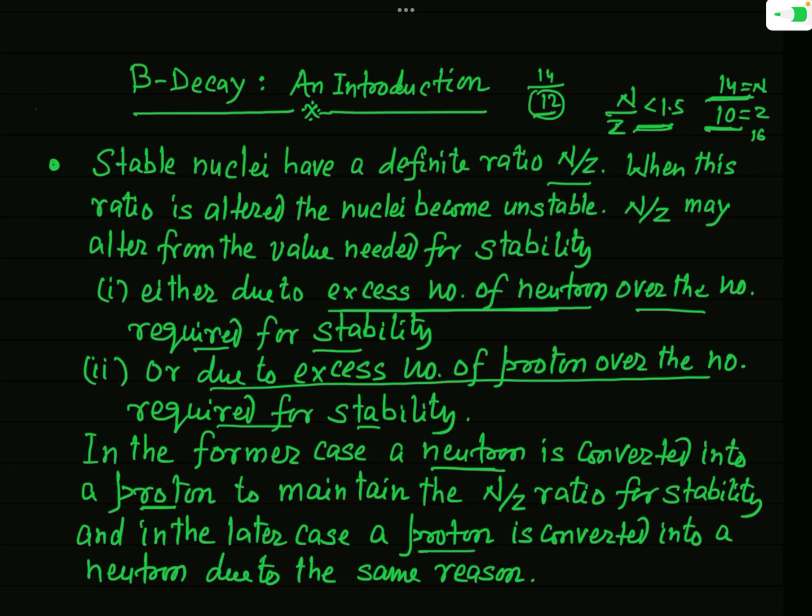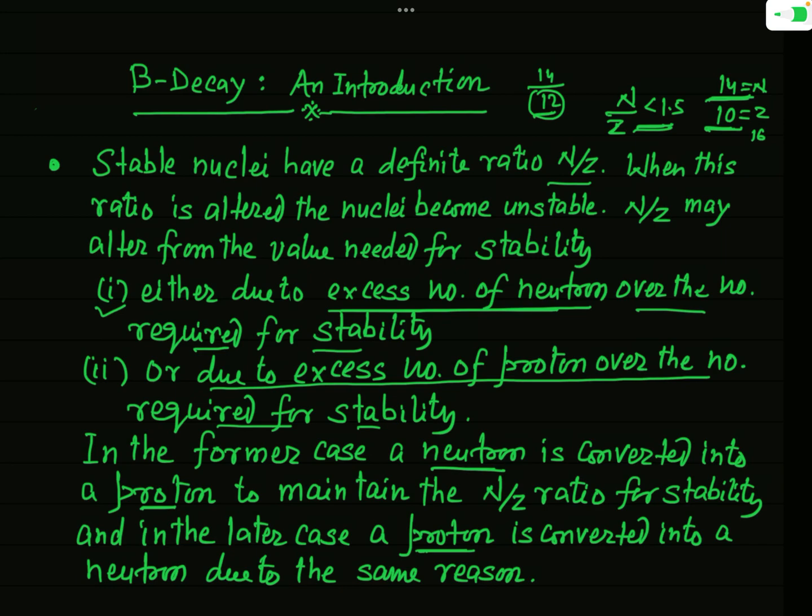A proton into neutron, because the cause is excess number of protons. So the nucleus will tend to decrease the number of protons, and on the other hand it will also increase the number of neutrons, so that the ratio n over z will be maintained for stability. In the former case, where instability is caused due to excess number of neutrons, the nucleus will suffer a transformation of neutron into proton, and if the instability is due to the excess number of protons, then the nucleus will suffer a transformation where proton will be transformed into neutron.